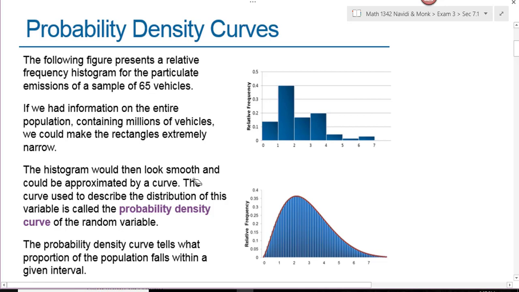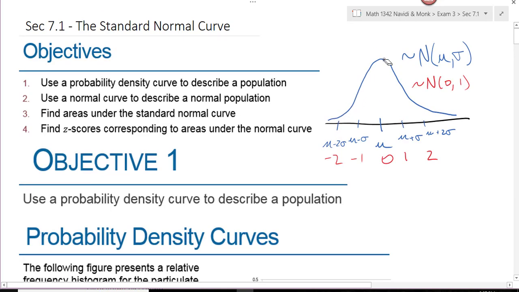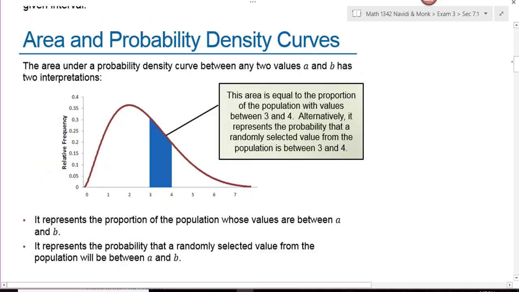The histogram then would look like a smooth curve, and we could approximate this distribution, and this function here that's outlined in red is what we call the probability density curve. For a normal distribution, the function that we could graph to get this curve would be our probability density curve for a normal distribution. There is a relationship between areas and probability density curves.